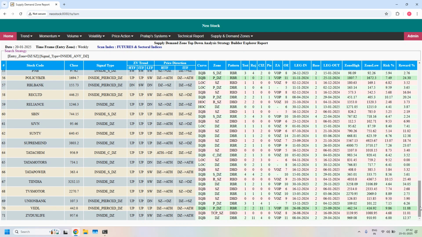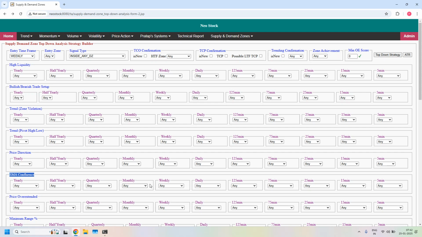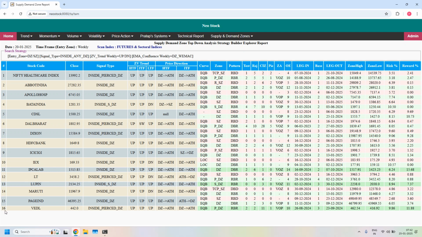So from these 71 stocks, how many are having EMA Confluence? Let us verify. Weekly demand zone having weekly EMA Confluence, filter I am setting on the weekly time frame, and this filter should work in the weekly trend up or down. Let's filter. See, now from 71 stocks, the list has come down to 16 stocks, and all these 16 weekly demand zones are having weekly EMA Confluence. So these zones have higher probability compared to the remaining filtered stocks.